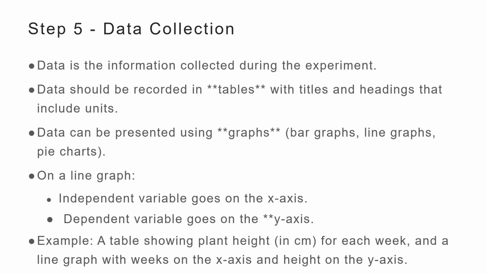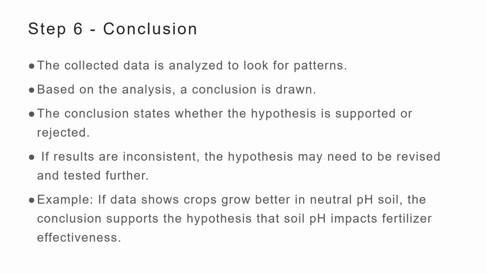Based on our analysis, we draw a conclusion. The conclusion states whether our hypothesis is supported or rejected. If the results are inconsistent, we may need to revise our hypothesis and test it again. So, in our example, if the data shows that crops grow better in soil with pH close to neutral, the conclusion will support our hypothesis that soil pH significantly impacts fertilizer's effectiveness.